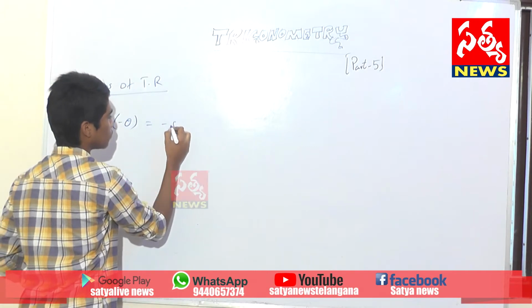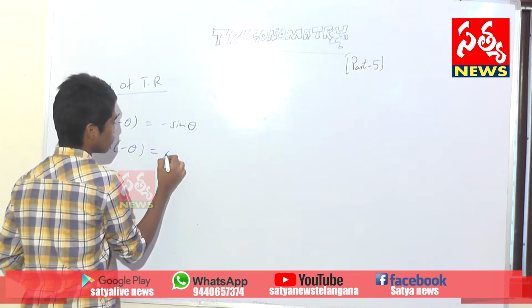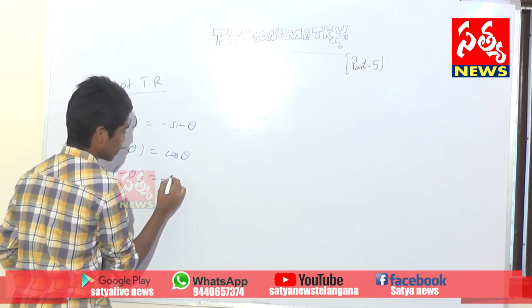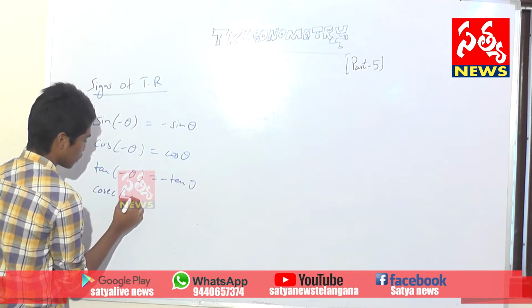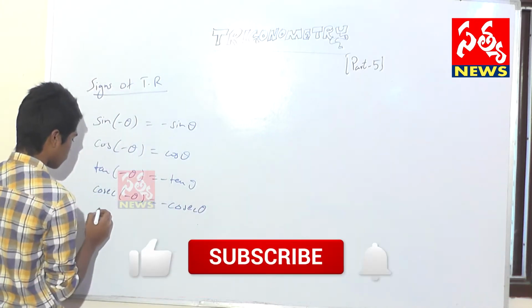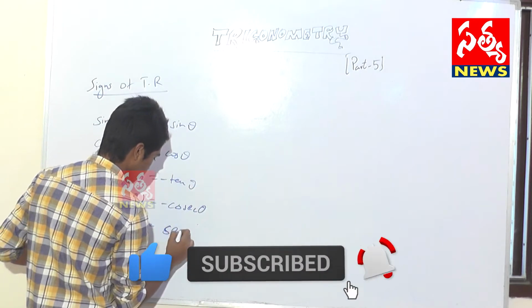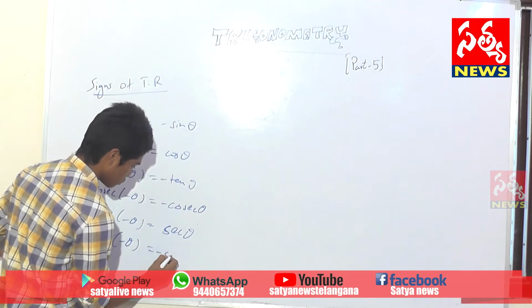Sin of minus theta is equal to minus sin theta. Cos of minus theta is equal to cos theta. Tan of minus theta is equal to minus tan theta. Cosecant of minus theta is equal to minus cosecant theta. Secant of minus theta is equal to secant theta. Cot of minus theta is equal to minus cot theta.